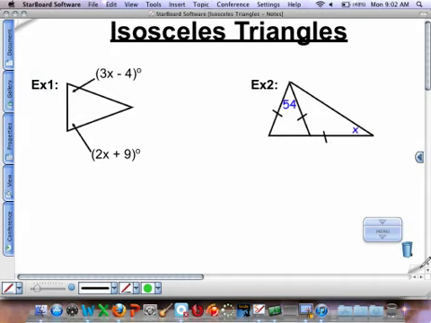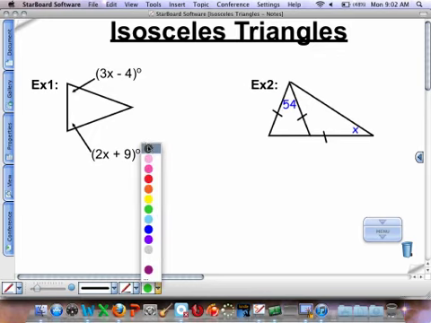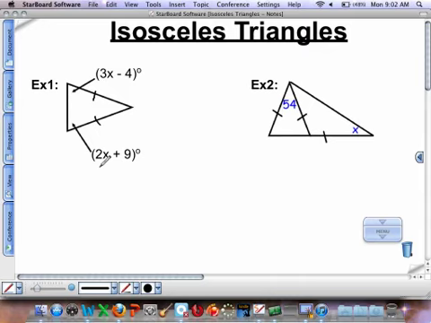So look at example 1. I guess I should probably mark which sides are the congruent sides in our isosceles triangle. So what do I know looking at figure 1? 3x minus 4 is equal to 2x plus 9. Now Danielle, I'm going to pick on you a little more here. Why is that true? Yep, because we have two sides that are the same, therefore the base angles are the same.